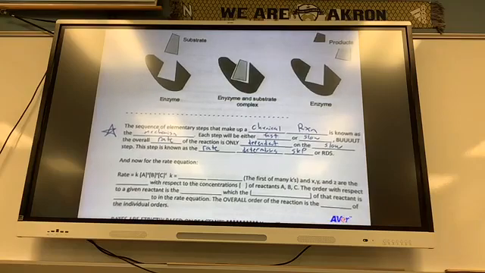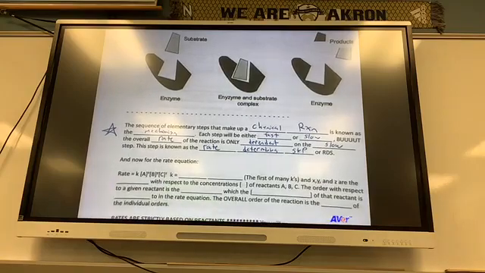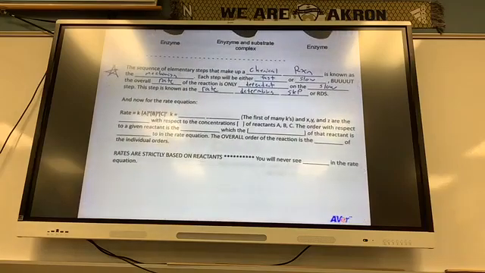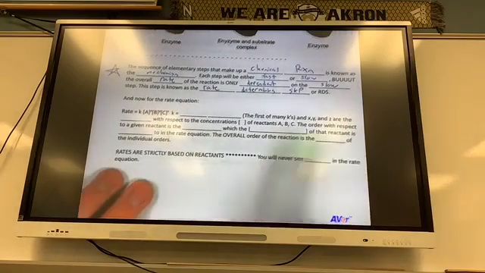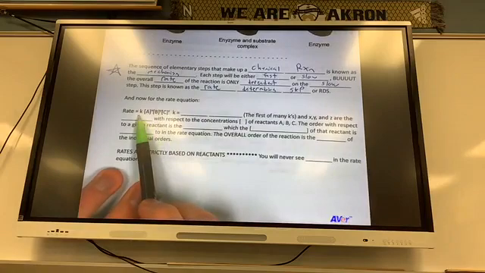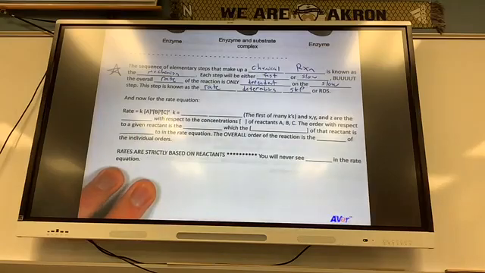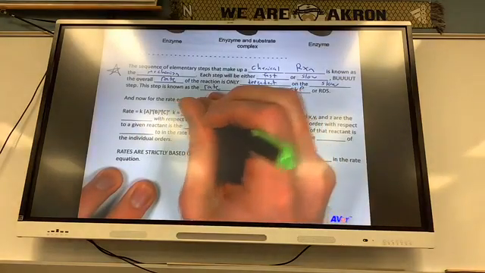All right, so now for the rate equation. So there's an equation that goes with this. So rate equals k times concentration of A to the x times concentration of B to the y times concentration of C to the z. K is the rate constant.